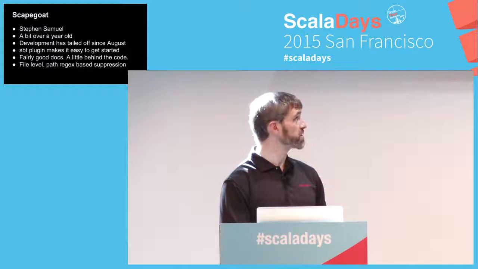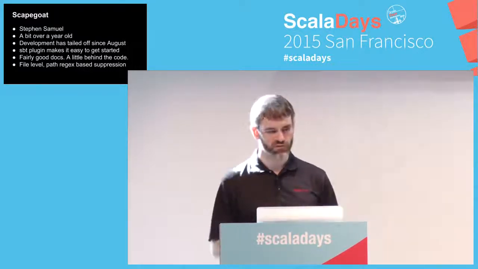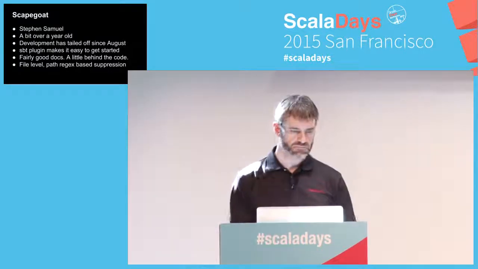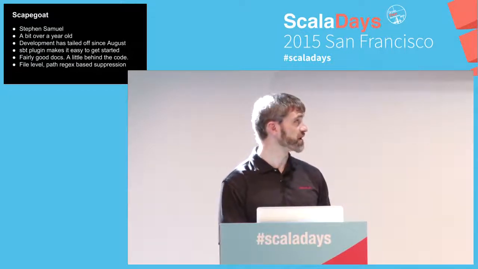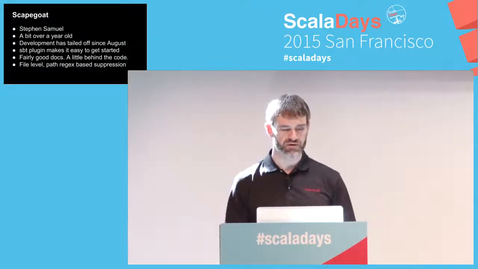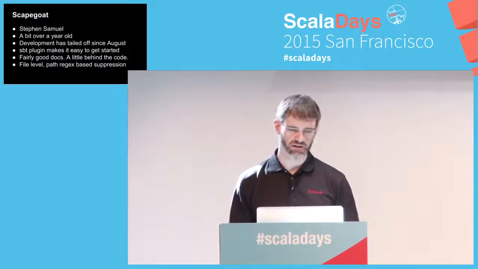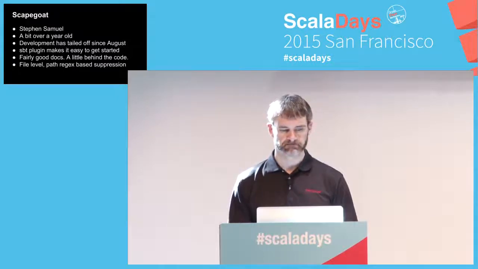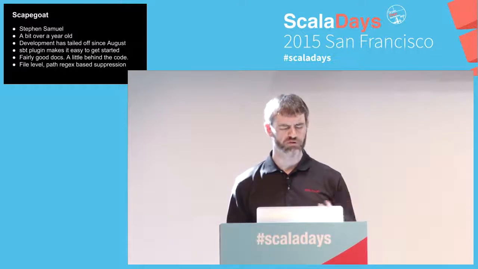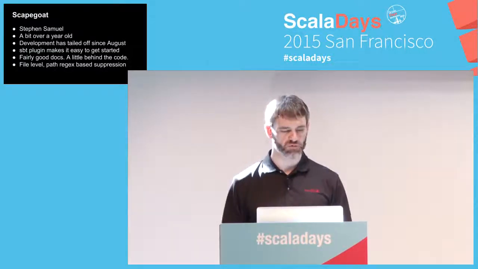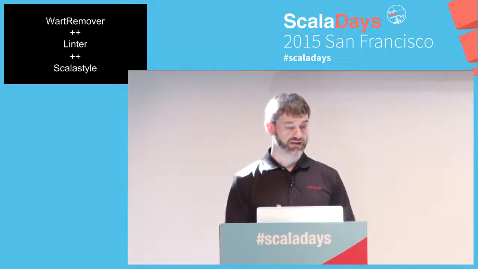So there's a tool called Scapegoat. It found things like this in my code base. A guy named Stephen Samuel started that development. It was a bit over a year old. It looks like development effort has tailed off since August, but it was a very ambitious project. It has good documentation. The suppression is kind of like Wart Remover, where you are suppressing whole files and you can't select which rules get suppressed. Like I say, it's ambitious.